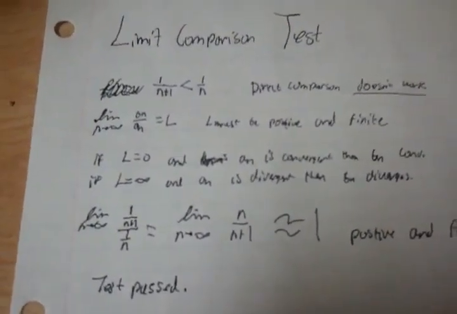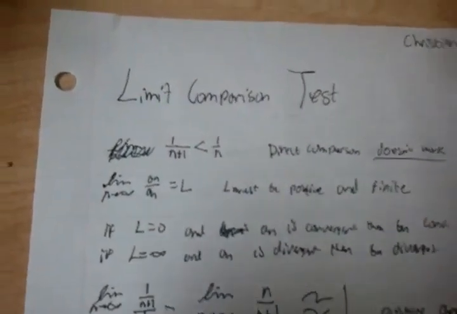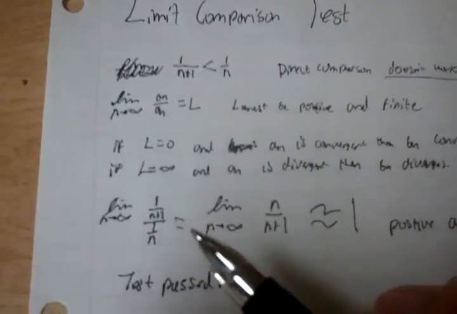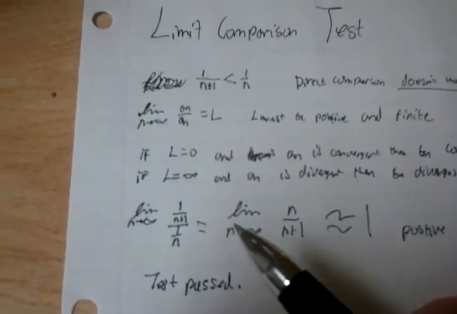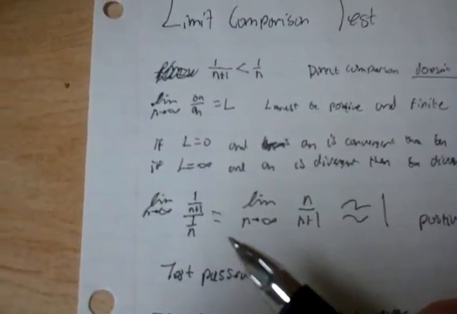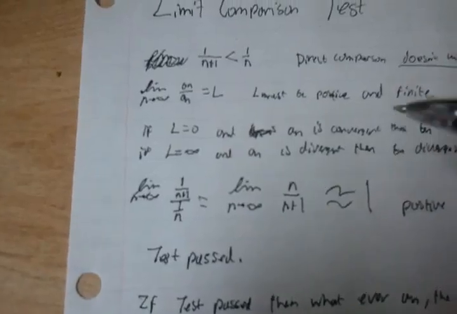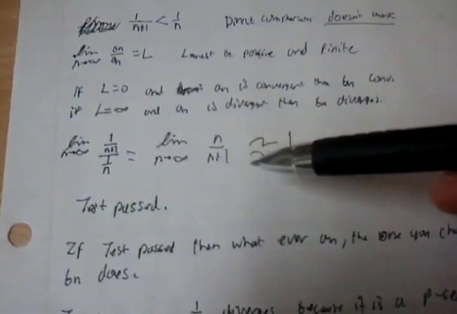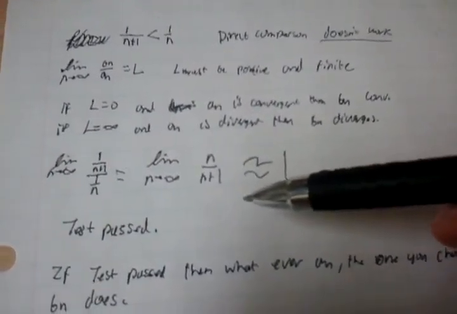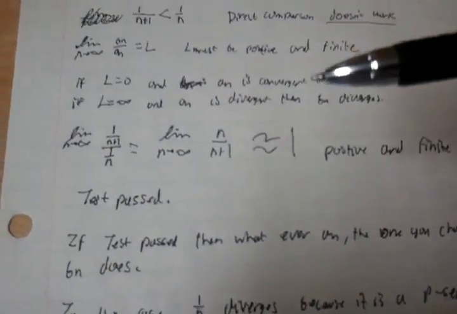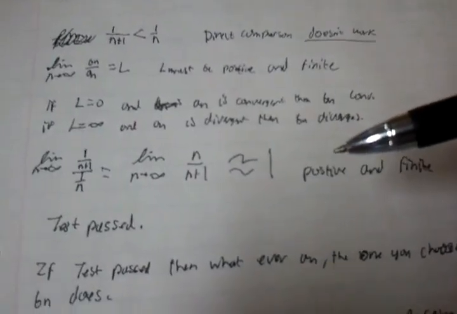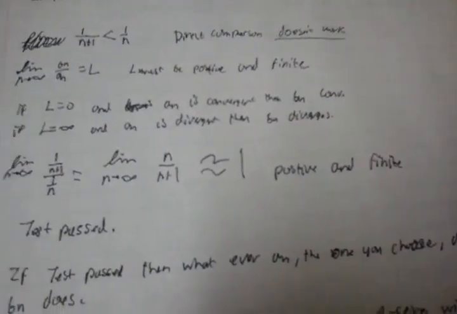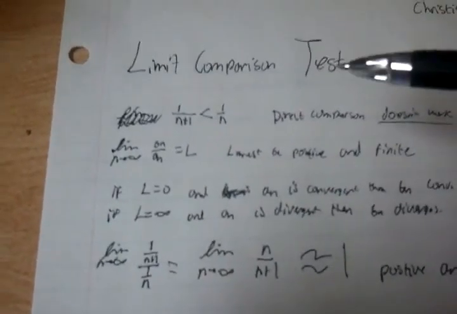If L is equal to infinity and a sub n is divergent, then b sub n must also be divergent. So, let's use our test on this function. We have the limit as n goes to infinity of 1 over n plus 1 over 1 over n, which becomes the limit as n goes to infinity of n over n plus 1. As n gets higher and higher, this goes to 1, which is positive and a finite number, which means this function has passed the limit comparison test.